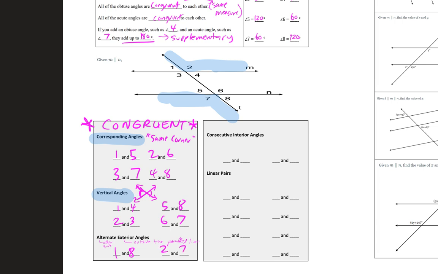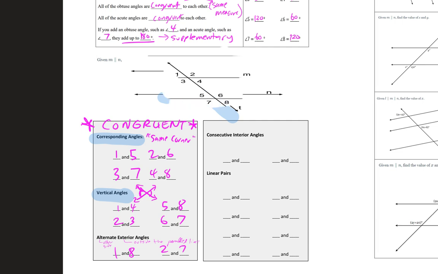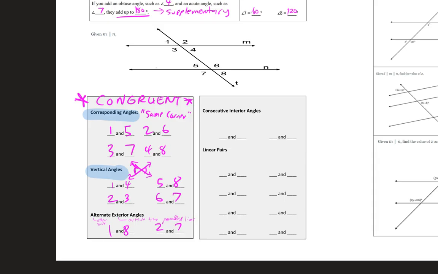All right. So, keeping that in mind, let's move on to the next category. These are all, as I mentioned, the same measure because they're all congruent. Next we're going to talk about supplementary. These are all supplementary. That means they add to 180.